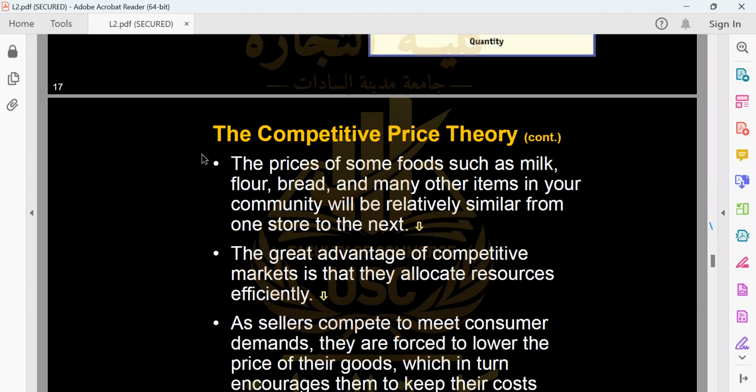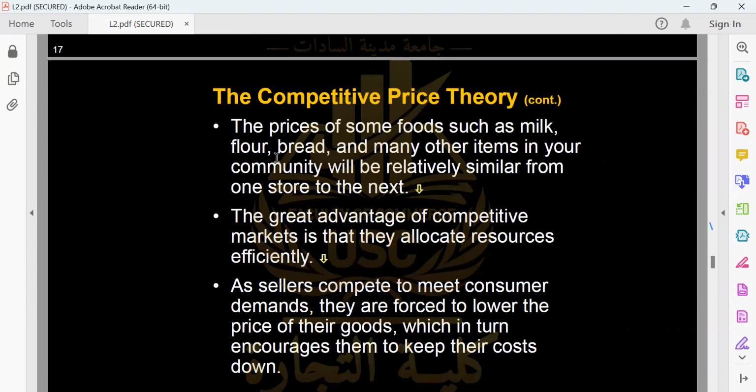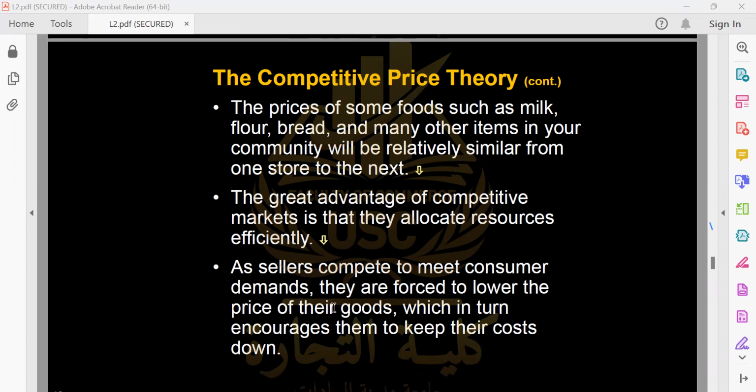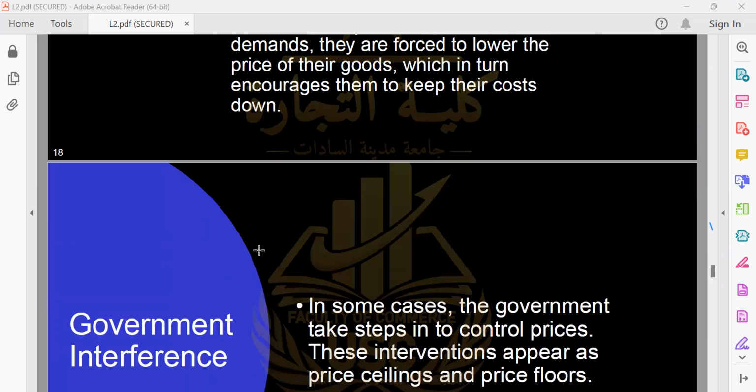Competitive price theory shows us the normal goods that we can consume in a market, like food, milk, flour, bread, and all of these goods, which means we have a competitive market. We have a higher number of buyers and sellers. And we have sellers that compete to meet consumer demands, and they are forced to lower the price of their goods, which in turn encourages them to keep the costs down.